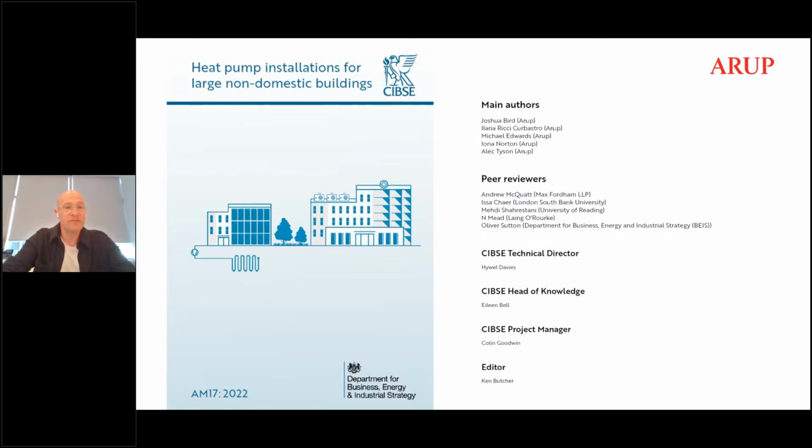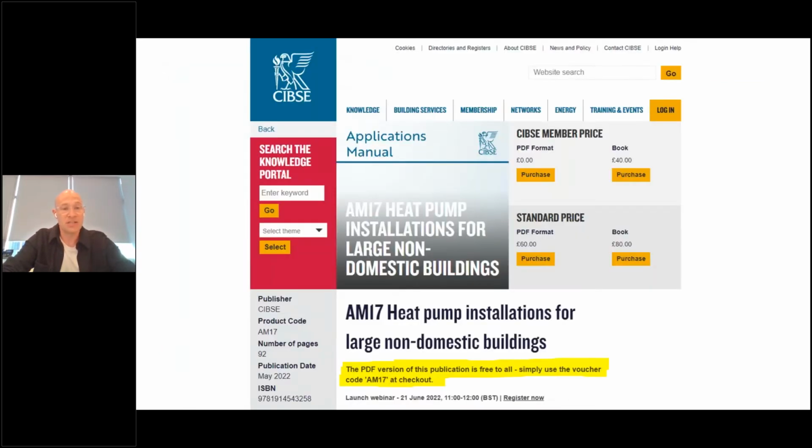Worth noting that because this is a government funded document, this is actually free to download. So if you go to the CIBSE Knowledge Portal site and find AM17, you can download the PDF version of this for free using the voucher there. So this is intended to be a resource that's freely available to all. We want it to be as well used as possible, as do CIBSE and BEIS. So that is how you access it.